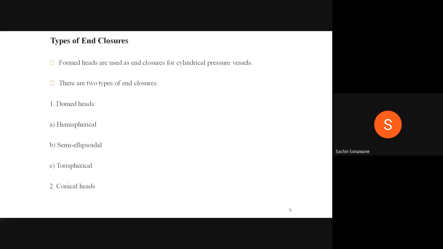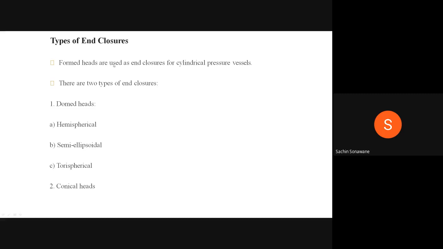Okay, in the last lecture, we have seen autofrettage, three methods of autofrettage or pre-stressing of pressure vessels, and we have solved problems based on that. Now, today we'll see different types of end closures which are used to close the pressure vessel. Therefore, types of end closures.